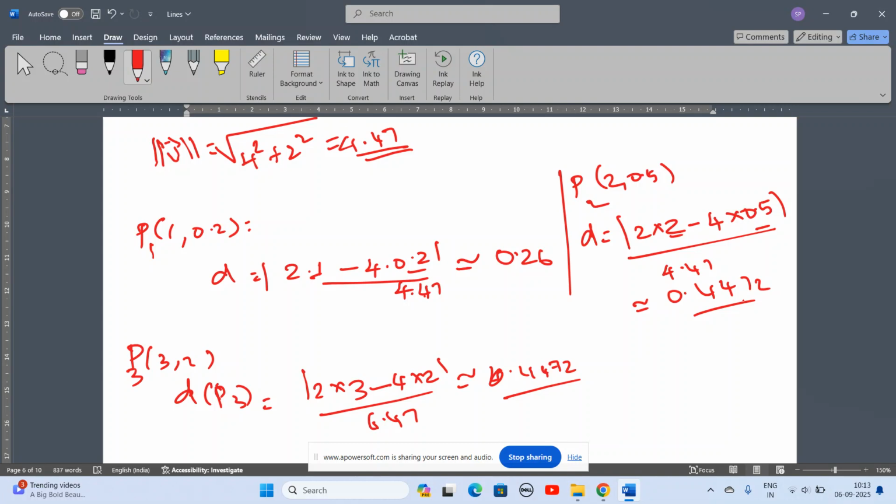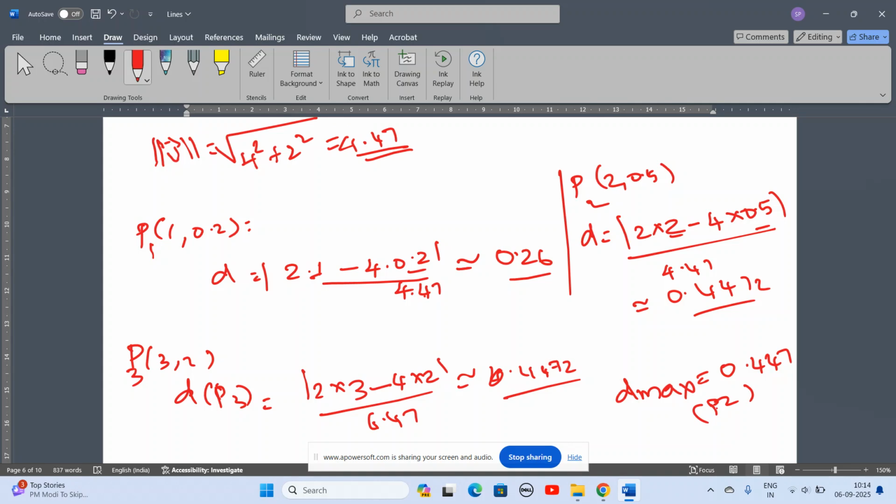Again, next we have to find the maximum distance. The maximum distance point here: the first point distance is 0.26, the second point distance is 0.4472, the third point distance is also 0.4472. Both are more or less the same, so I am going to take the first one. I am considering the maximum distance point to be 0.447, which is available in P2 as well as P3. I am taking the first one, P2.